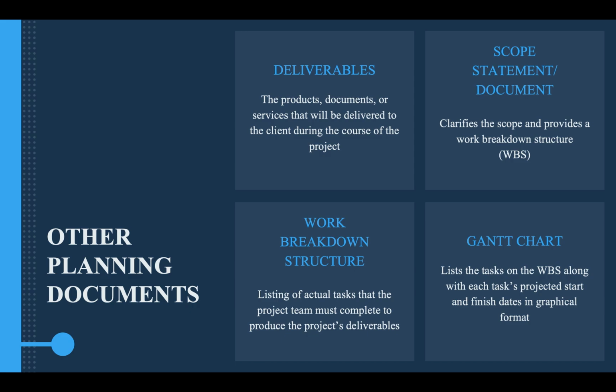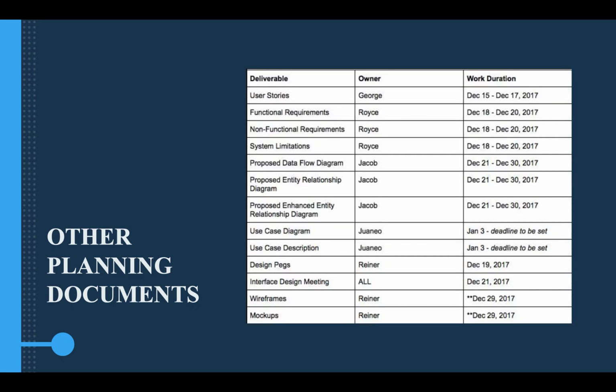Deliverables are the products, documents, or services that will be delivered to the client during the course of a project. Here is an example. The deliverables are on the left: the user stories, functional requirements, DFD, ERD, and other diagrams. These are deliverables and documentations to be given to our client. In the middle, you can see who should be doing the deliverables. So you have names there: George, Royce, Jacob, Juanea, Rainer, and all of those should be done in the interface design meeting. And on the left is what date it should be submitted, right? So the deliverables, delegation, and scheduling are all done by the project manager.